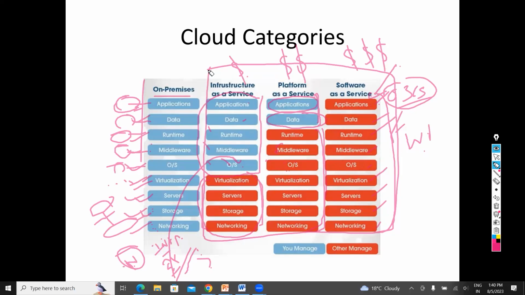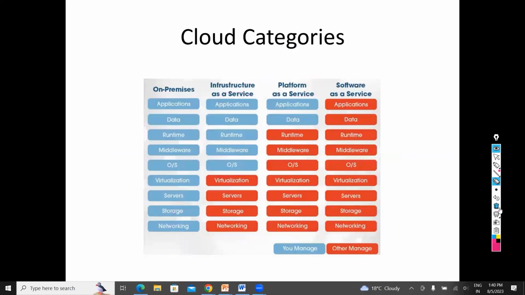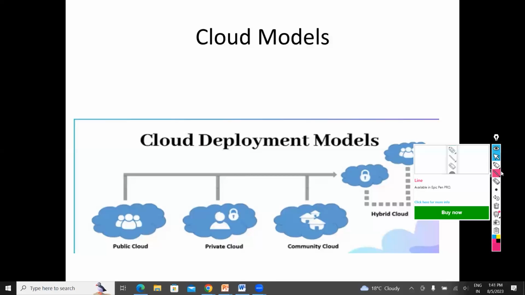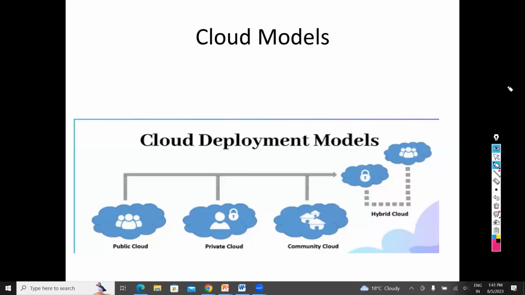So these are the basic 3 cloud categories in every cloud service provider. So I hope you guys are understanding, right? After this, these are some basic cloud models. When I'm saying cloud models, one is public cloud. Public cloud means AWS or Azure or Google or IBM. These are the cloud service providers who are providing their services to the customers globally.